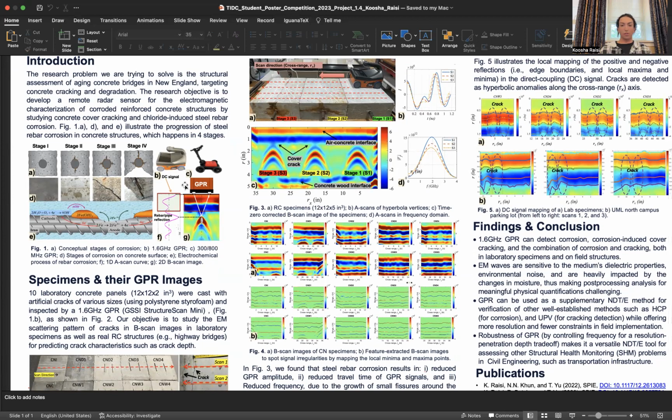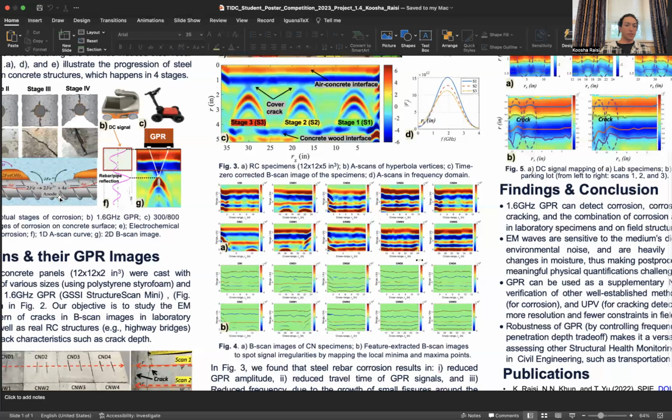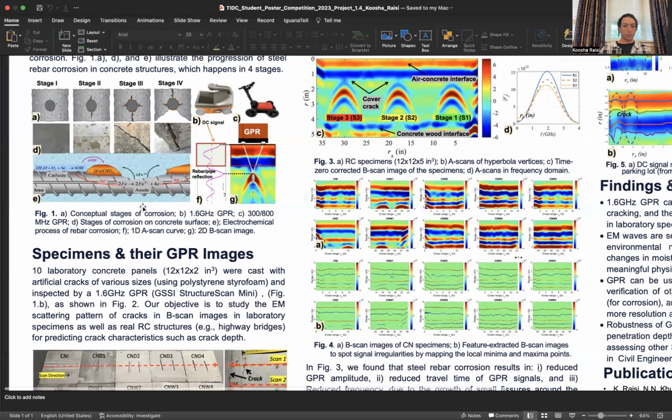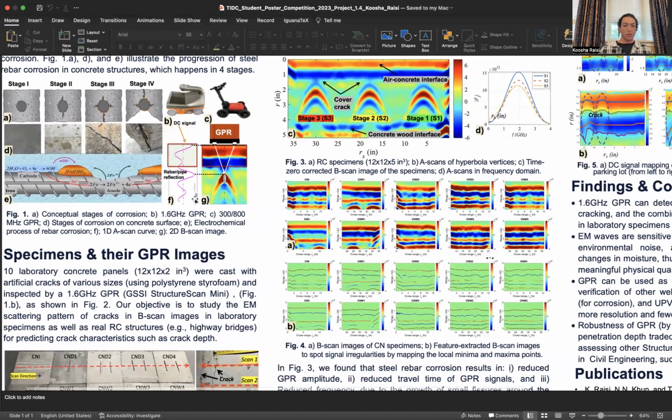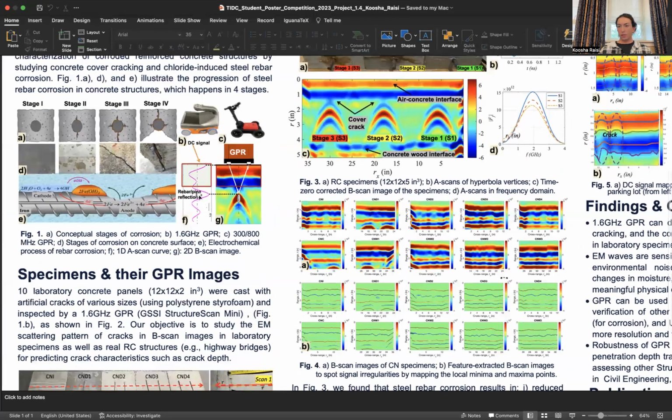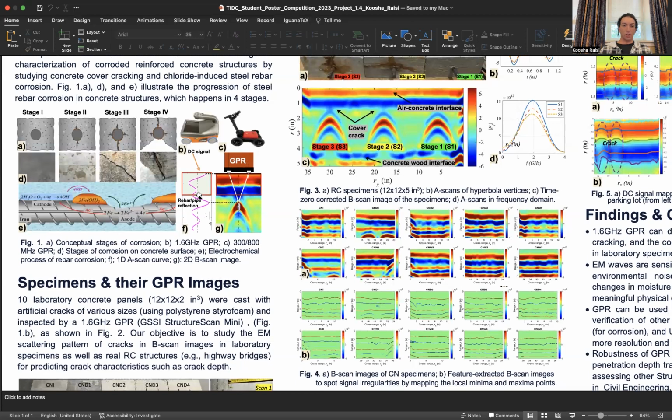They come in all sorts of antenna models and, more importantly, frequencies, where higher frequency gives lower penetration depth but more resolution. And of course, different applications need different devices. And in this figure, you can see the electrochemical process that happens when corrosion is initiated. And in this image, we can see an A-scan image, which is one signal in time, a one-dimensional signal in time.